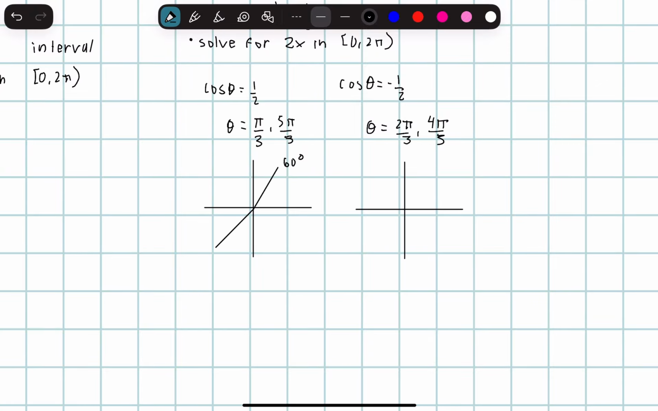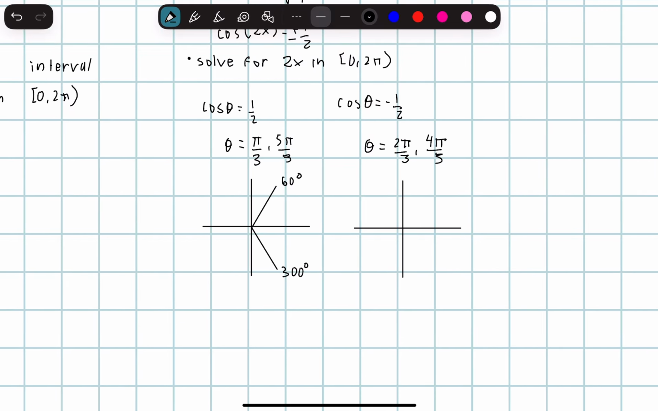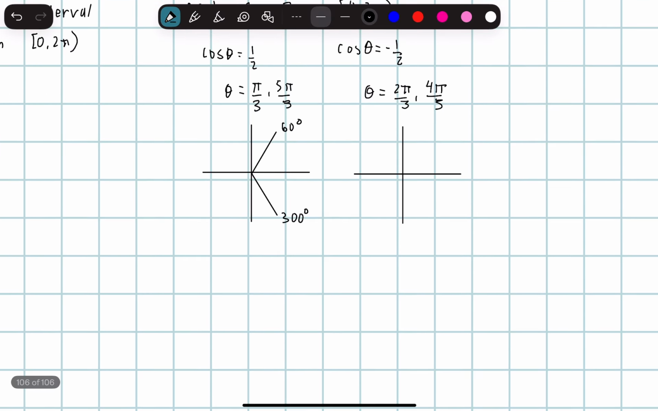5 pi over 3 is 300. Sorry, I meant to say that's actually 300. Then 2 pi over 3, that's just 60 times 2, so that would look like right here, 120 degrees. And then 4 pi over 3, pi over 3 is just 60 times 4 is 240. That would be like right here, and then that's just going to cycle.